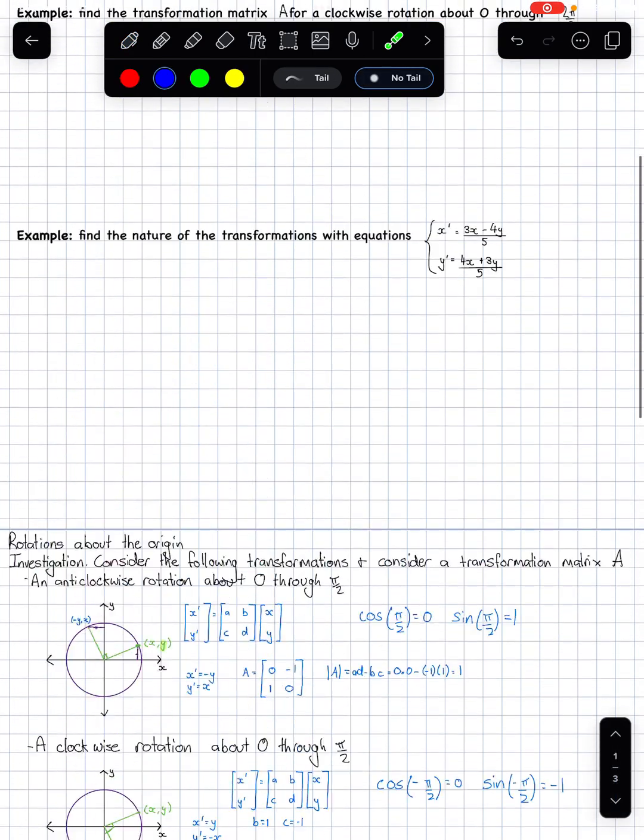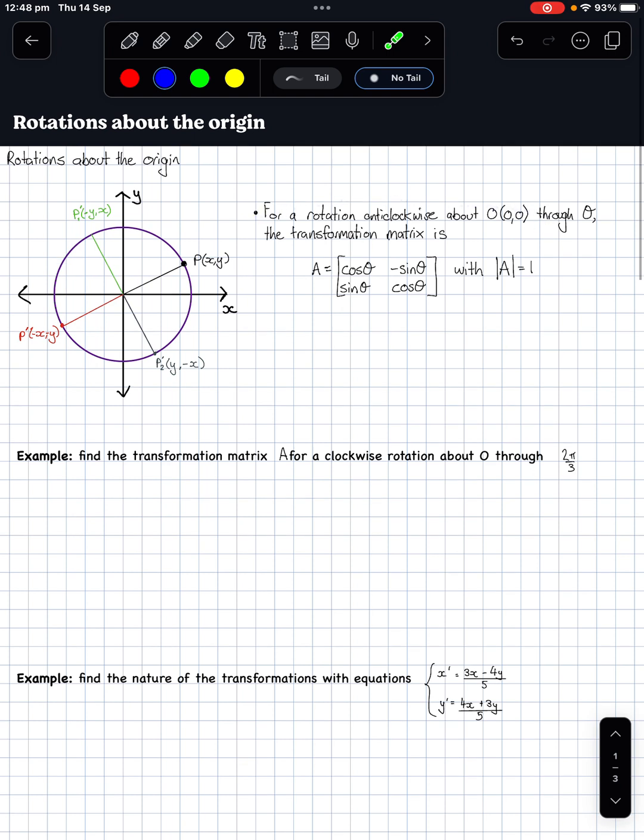Now, this conveniently leads us to our rule. This is sort of like an intuition thing. This rule says cosine theta gives us the A and D of our transformation matrix. And then the other one is sine, apart from the top right being a negative. So let's just look at a basic example for this to practice.